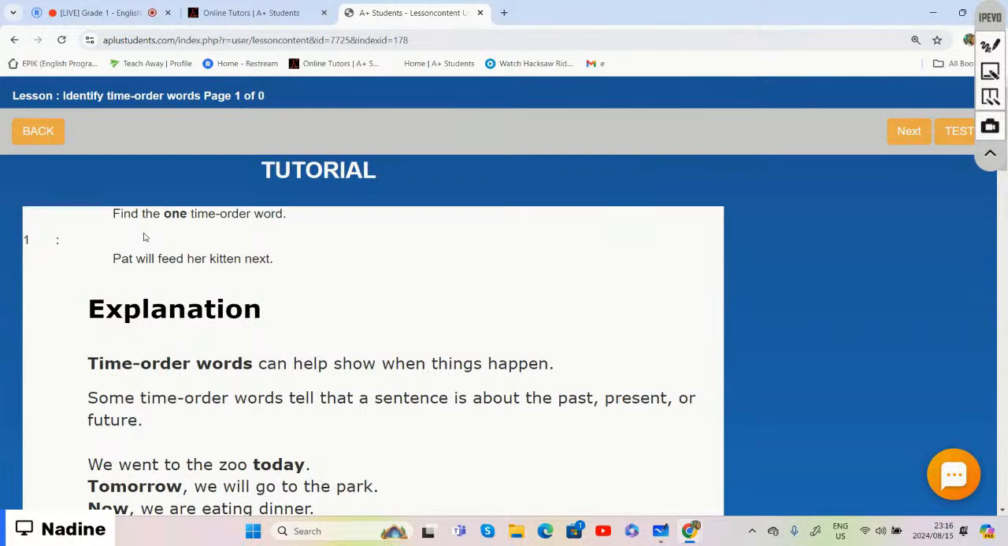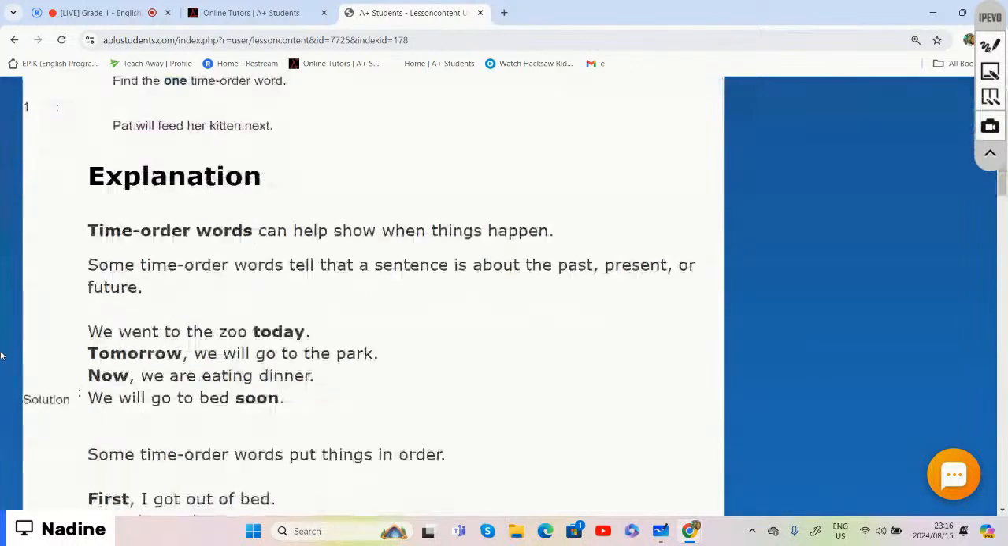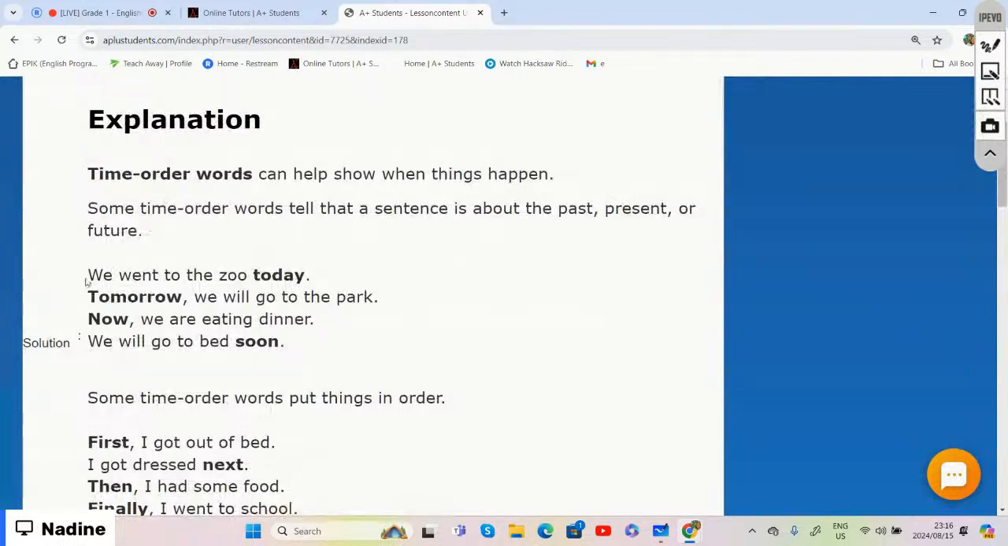And we say time order words can help us show when things are happening, whether it is in the present, in the past, or in the future. And there, once again, we said we went to the zoo today, that's in the present. Tomorrow, it's in the future. We will go to the park. Now, we are eating dinner, which is in the present. And we will go to bed soon.